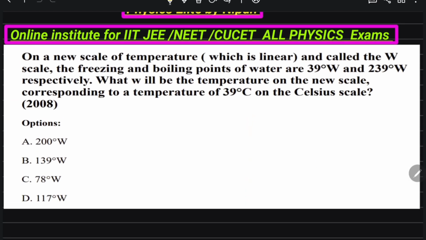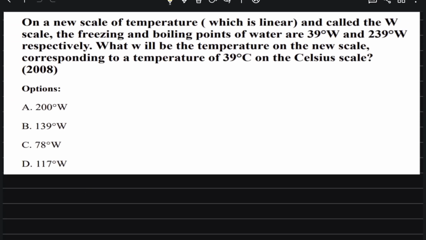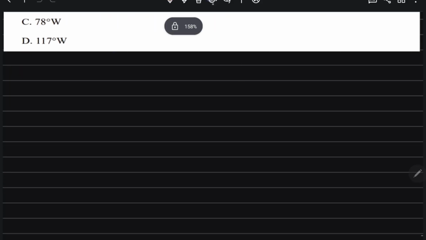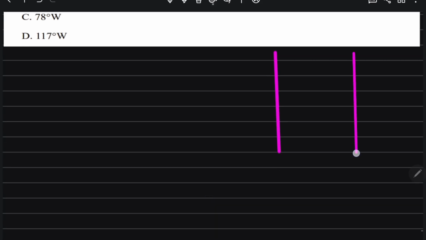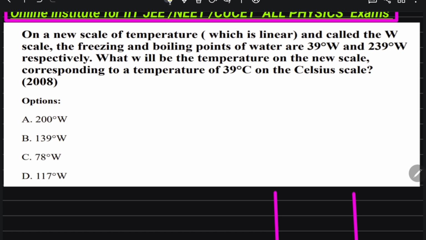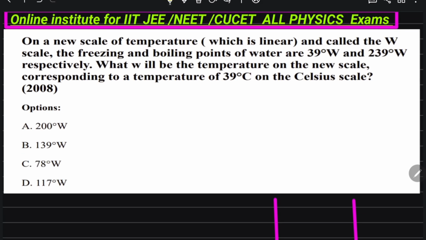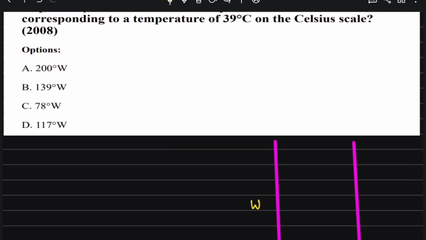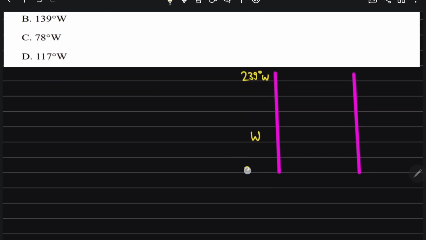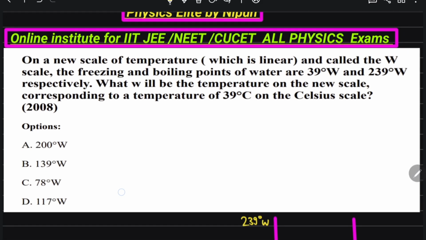Now I proceed to the next question, and this is also a very good question on a new scale of temperature which is linear, called the W scale. This is one scale and this is another scale, right? On this W scale, the freezing and boiling points are 239 and 39. Means the boiling point is 239 degree W and the freezing point is 39 degree W, right?